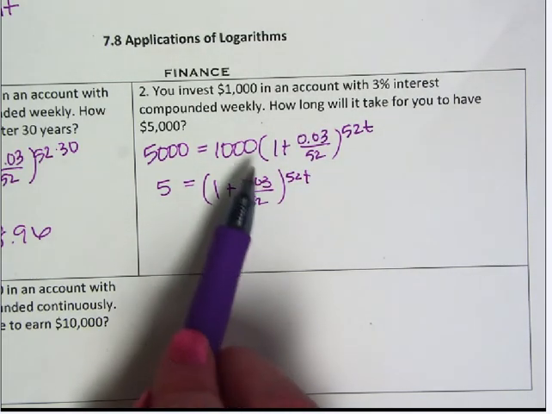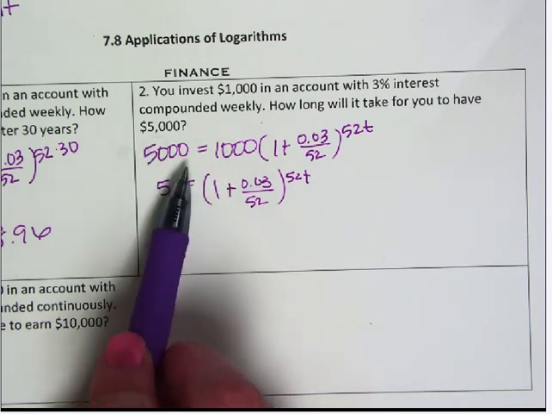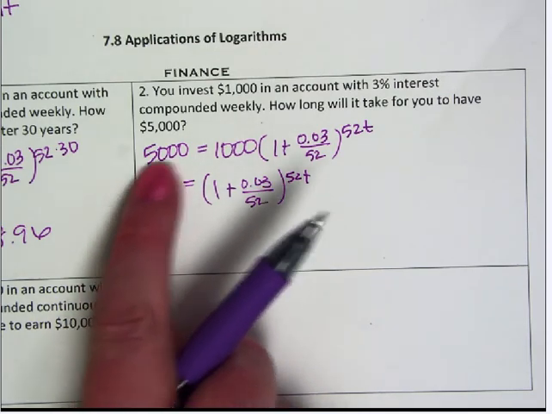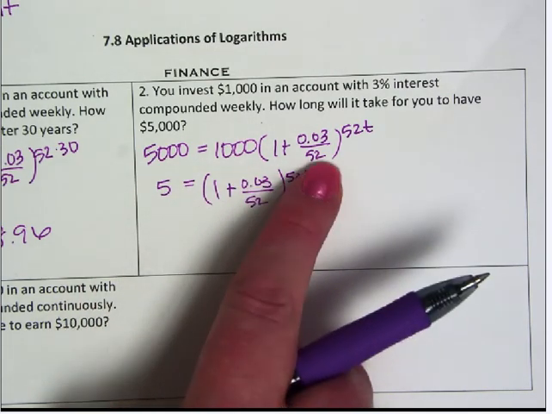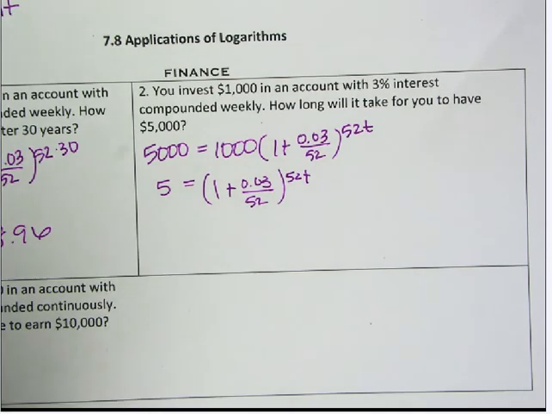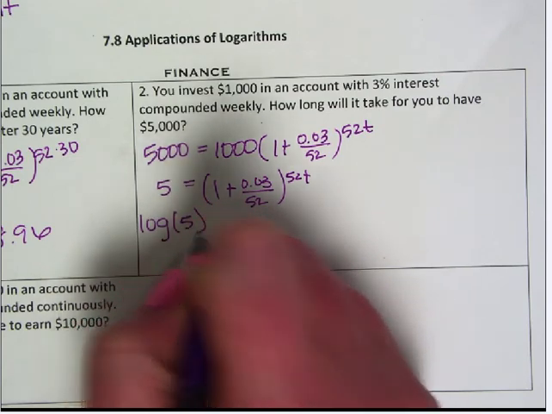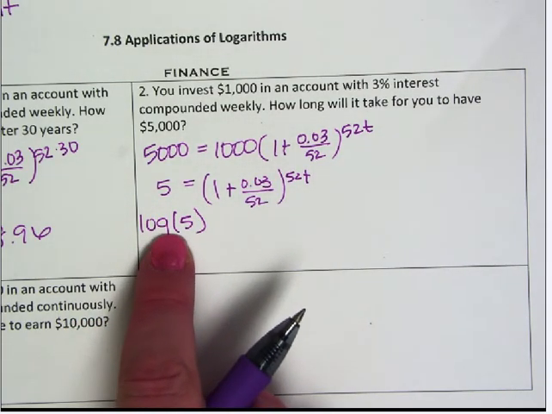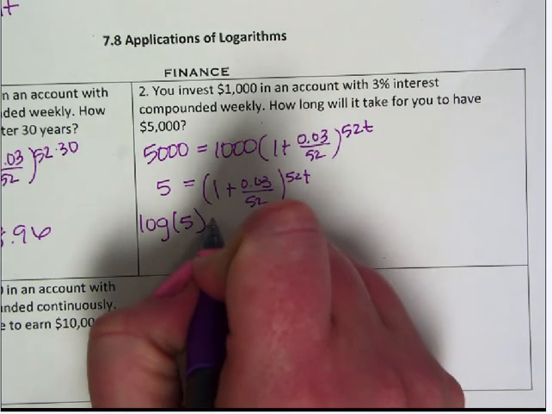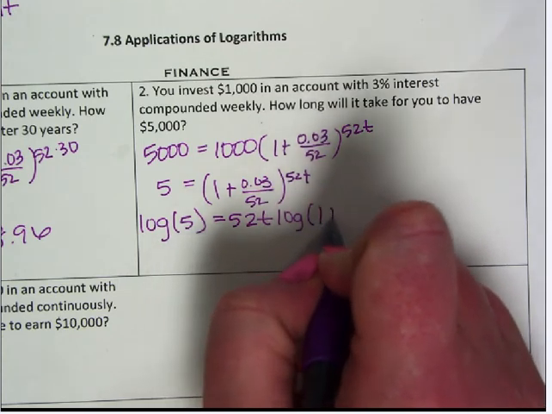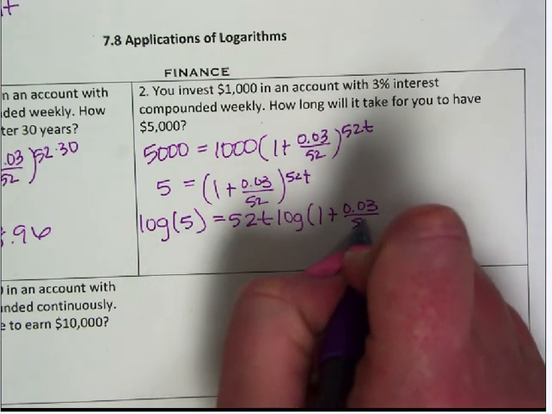Okay. So 5,000 divided by 1,000 is 5. We still have all of that the same. Okay. At this point, we just have a term equals a base to a power. So you can either switch to log form, use the definition of log, or take the log of both sides. You decide which way you like. I like to take the log of 5, and I'm intentionally taking log base 10 so I can plug it in my calculator. Okay. And then 52t log of 1 plus 0.03 over 52.